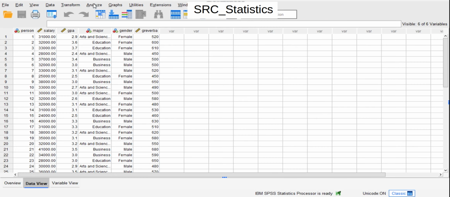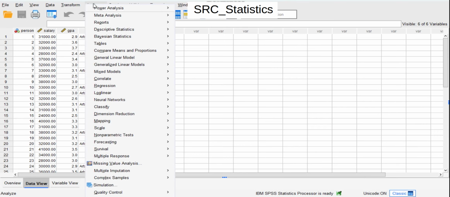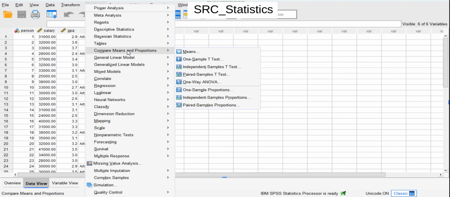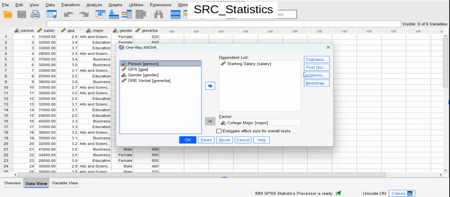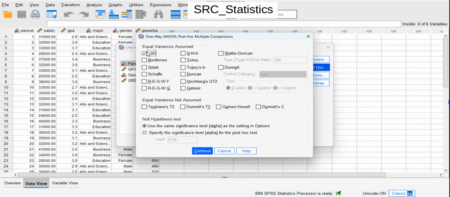Since we are rejecting the null hypothesis that the 3 means are equal, we conclude that the 3 means are not equal. So which 2 means are very different from each other? For this we can go to the post hoc test. Since equal variances are assumed, you can select the LSD method. And if equal variances are not assumed, these are the post hoc tests.